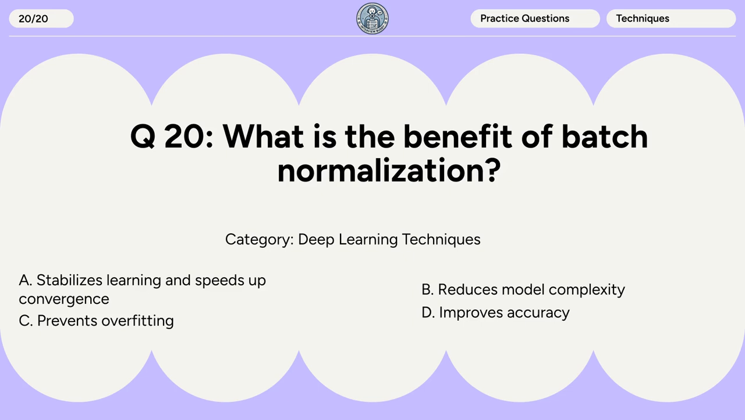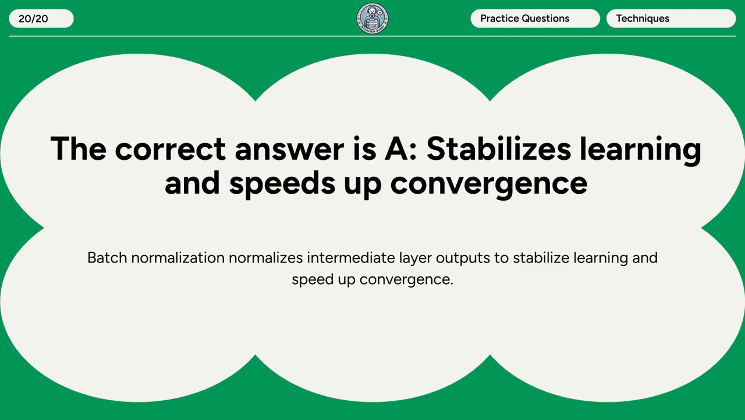Question 20. What is the benefit of batch normalization? A. Stabilizes learning and speeds up convergence. B. Reduces model complexity. C. Prevents overfitting. D. Improves accuracy. The correct answer is A. Stabilizes learning and speeds up convergence. Batch normalization normalizes intermediate layer outputs to stabilize learning and speed up convergence.